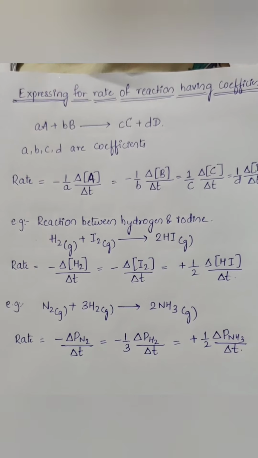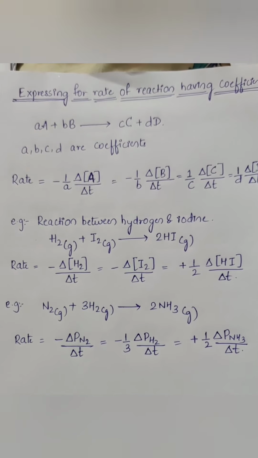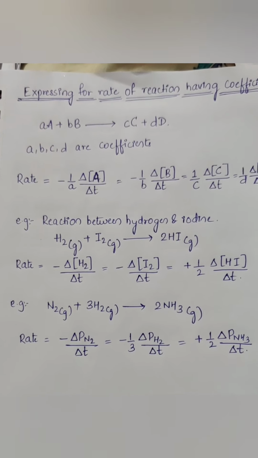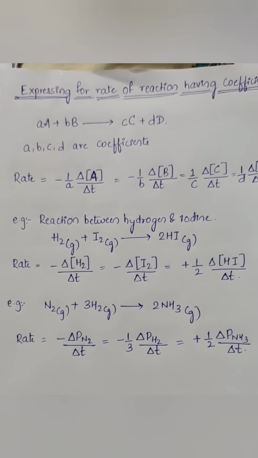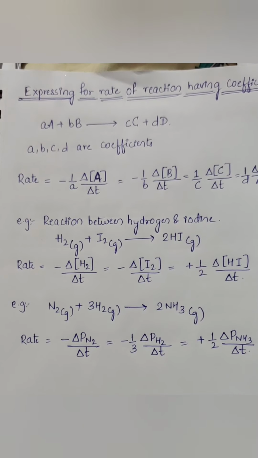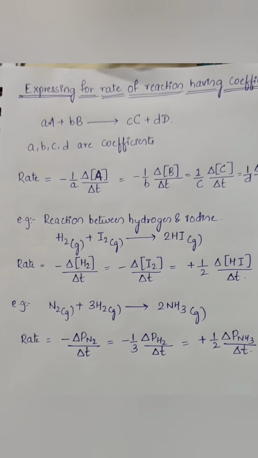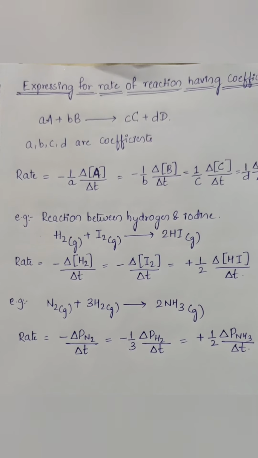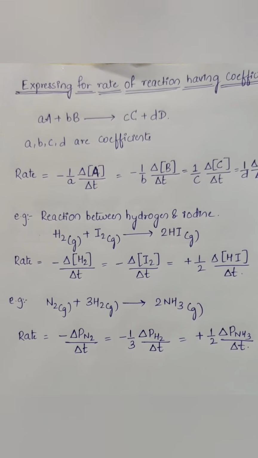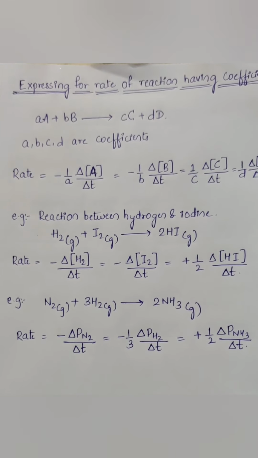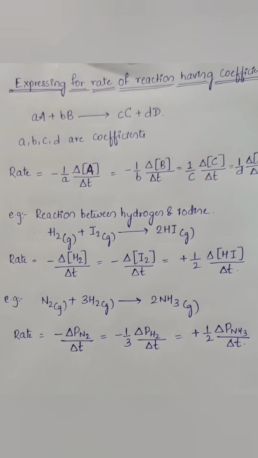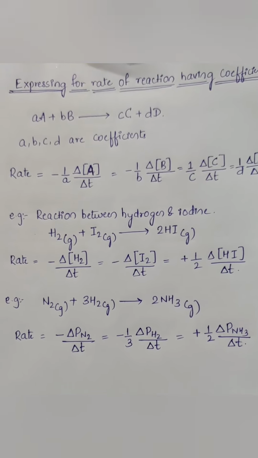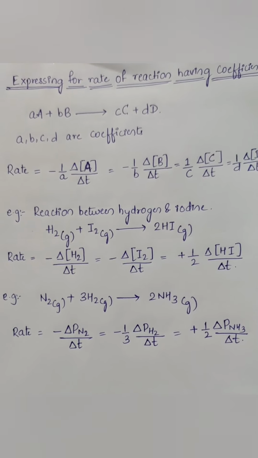So how do you express the rate of a reaction having coefficients? Here, for reactions in which the stoichiometric coefficients of the reactants and the products are not equal to 1, the rate term of each reactant and product is divided by its stoichiometric coefficient. Whenever the coefficients are not equal to 1, the rate term of each reactant and product should be divided by the stoichiometric coefficient.